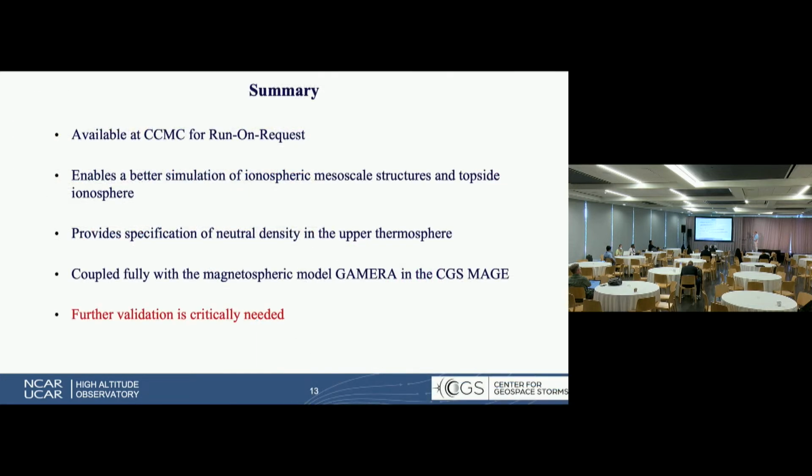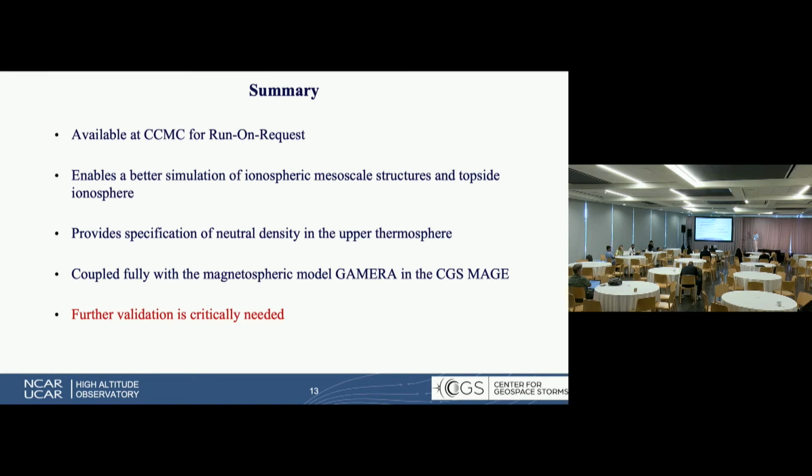So this model 2.5 is available at the CCMC right now for run-on request. And in 2.5 I hope we present a better representation of ionosphere structures in the topside ionosphere and also in the equatorial region. And we can do a little bit better job in neutral density in the upper atmosphere. And clearly we coupled with the camera to be part of the NASA DRIVE Center CGS MAGE model.